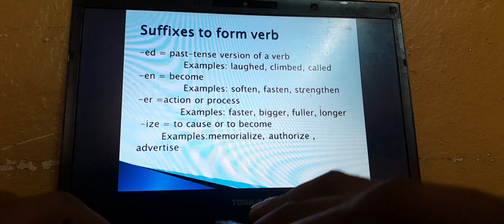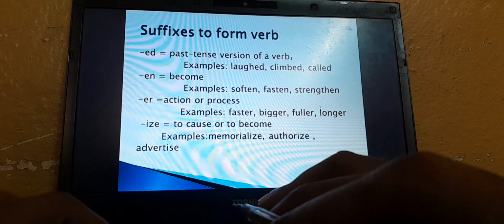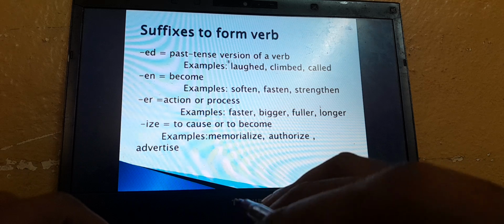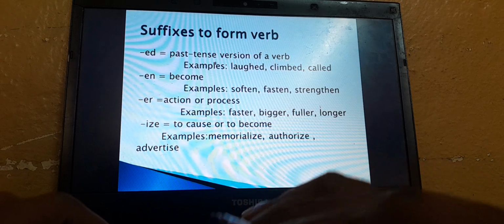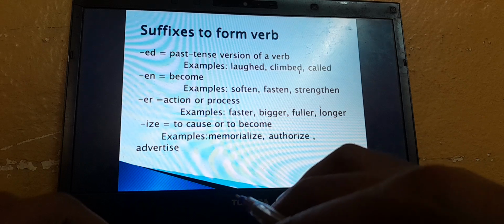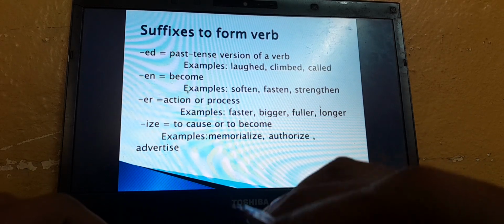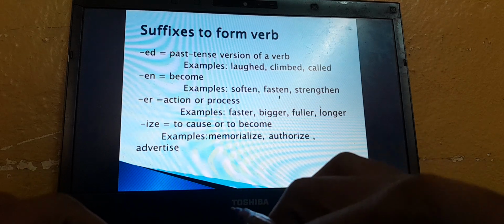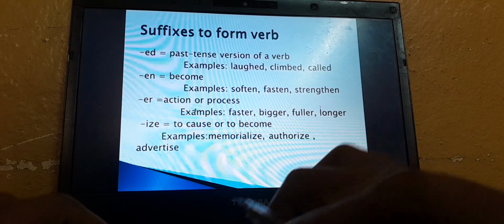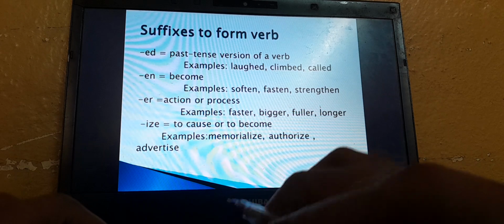Suffixes to form verbs. Ed: past tense version of a verb. Examples: laughed, climbed, called, and became. En: its meaning, examples: soften, fasten, strengthen. Er: action or process. Examples: faster, bigger, fuller, longer.